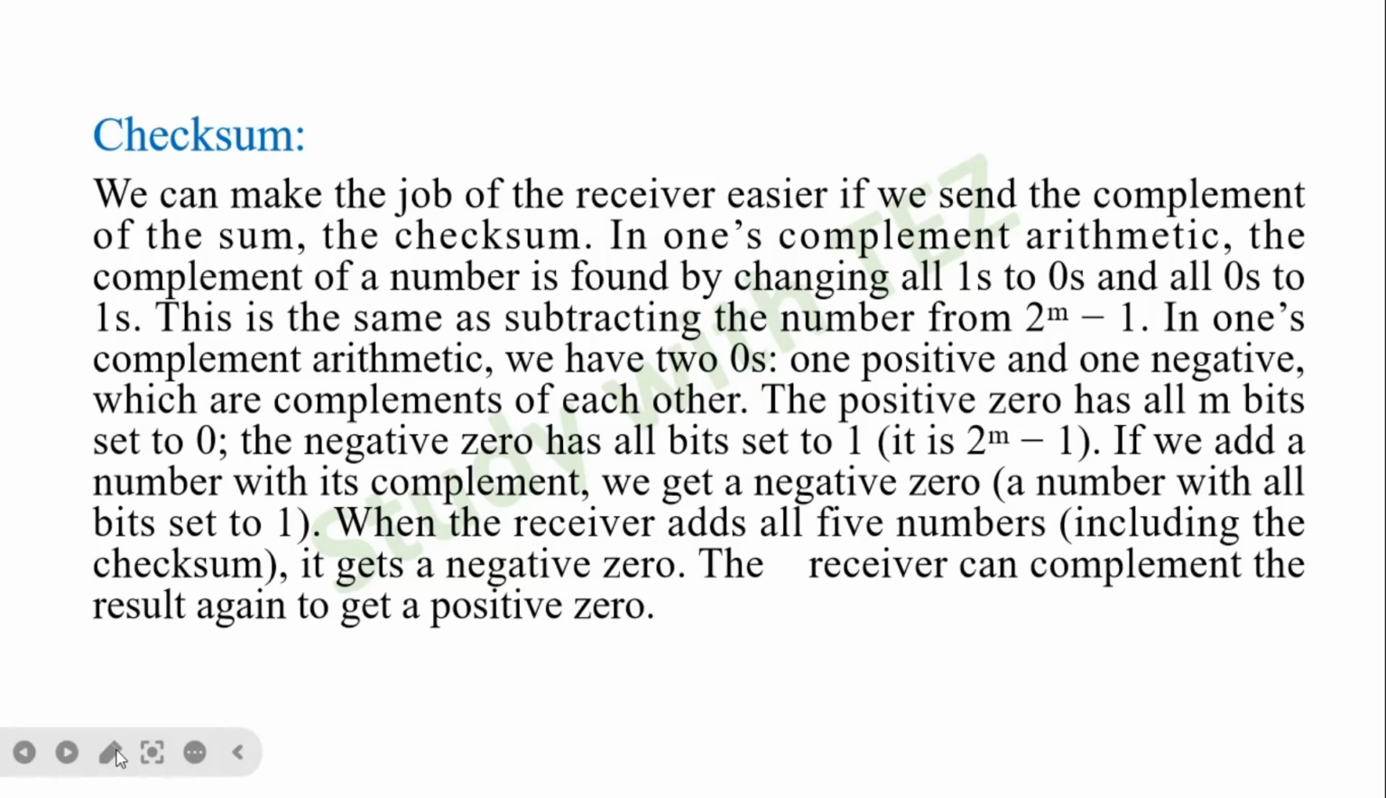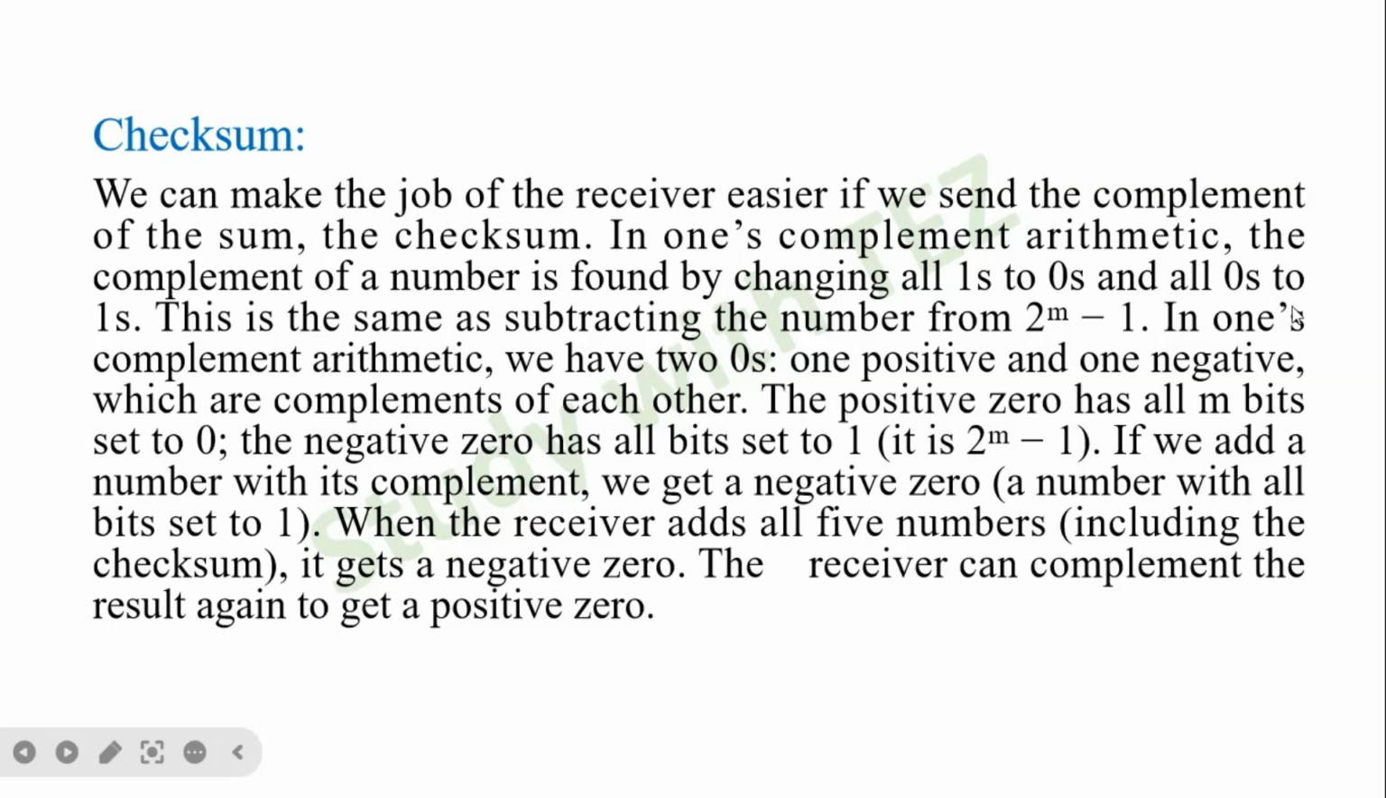We can make the job of the receiver easier if we send the complement of the sum, that is the checksum. In one's complement arithmetic, the complement of a number is found by changing all ones to zeros and all zeros to ones. That is how we do, changing zeros to one and ones to zero. That is the complement of a number. This is the same as subtracting a number from 2 to the power of m minus 1.